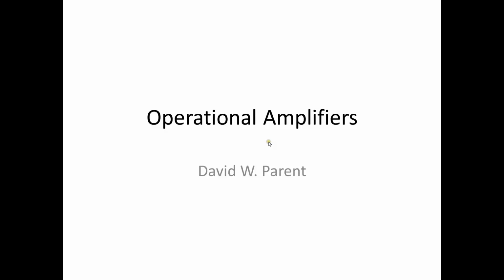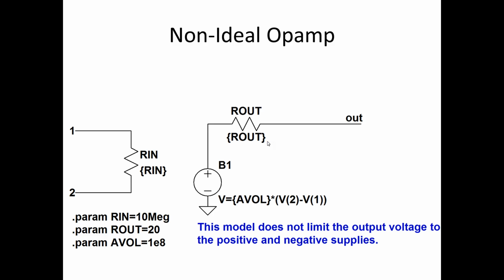Operational amplifiers. We're actually going to start with the non-ideal op-amp. And if we look, we have an input resistance, and this is node voltage 1 and node voltage 2. We have an input resistance.